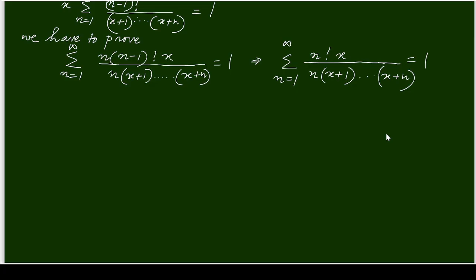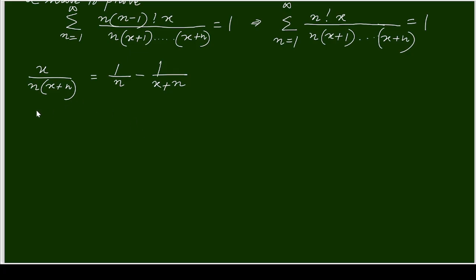Why have I written it in this form? Because I'll apply one concept: x over n into (x plus n) can be written as 1 over n minus 1 over (x plus n). So I have a motive of making this into two series and taking the telescopic sum.